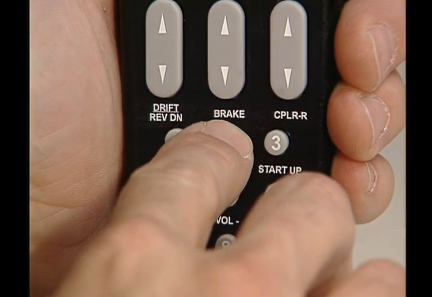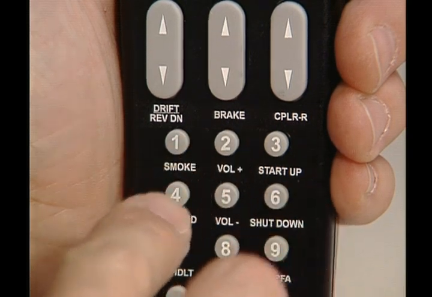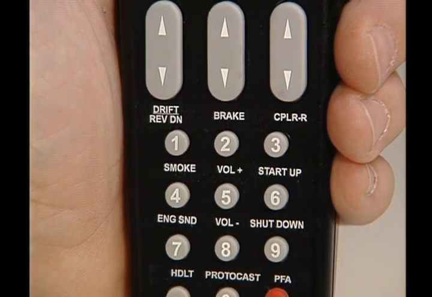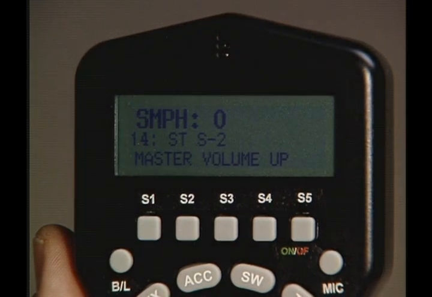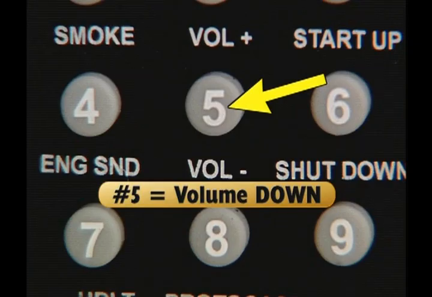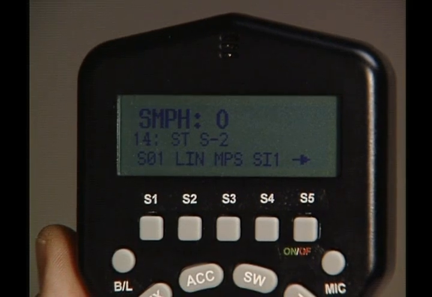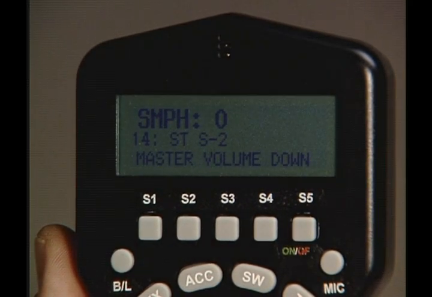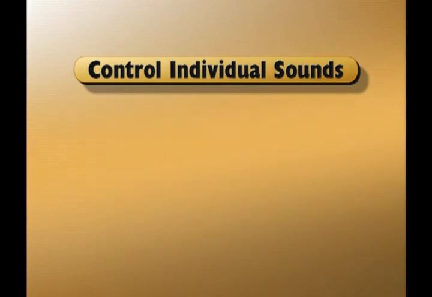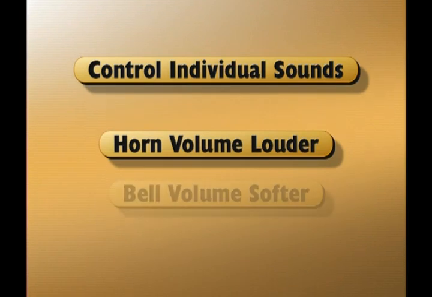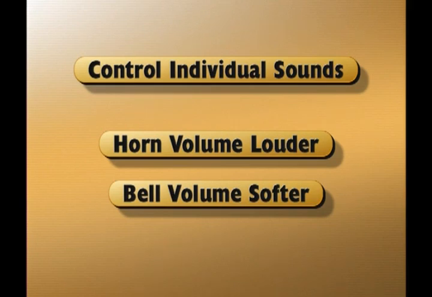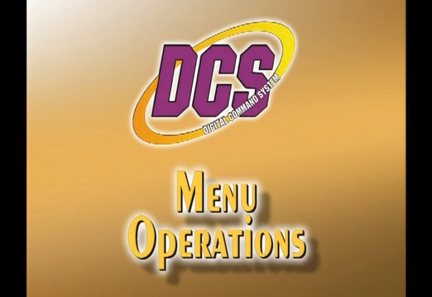Press this button to globally increase engine sounds up to the maximum level allowed for the selected engine. The LCD will show master volume up. Press this button to globally decrease engine sounds. The LCD will show master volume down. You can also control the volume of individual sounds. For example, you can make the horn or whistle volume louder, or make the bell volume softer. We'll show you how to do this in the menu operations section of this video.